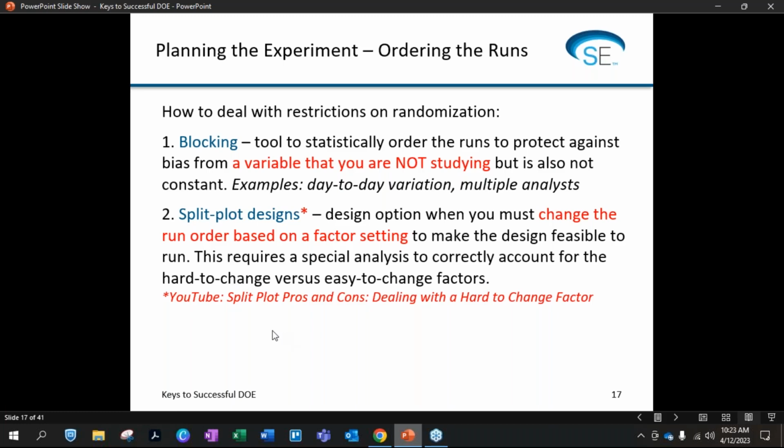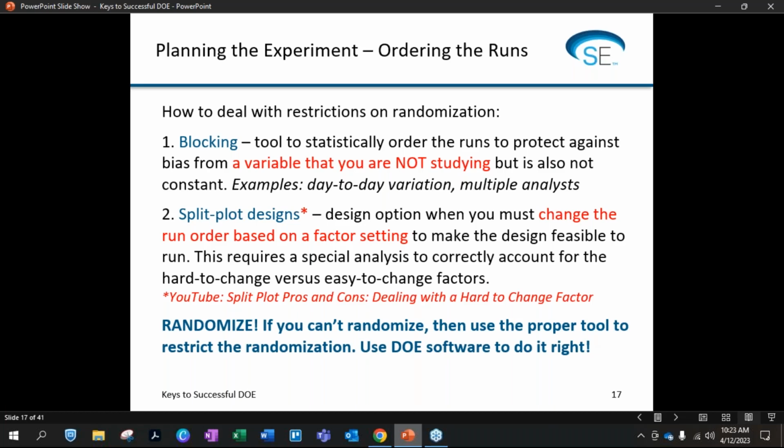Now, again, that's a much bigger topic than I have time to cover today, but we have a YouTube video on that, split plot pros and cons, dealing with the hard to change factors. So I encourage you to check that out, look that up, and if you need help on this, you are welcome to email our stathelp@statease.com account.